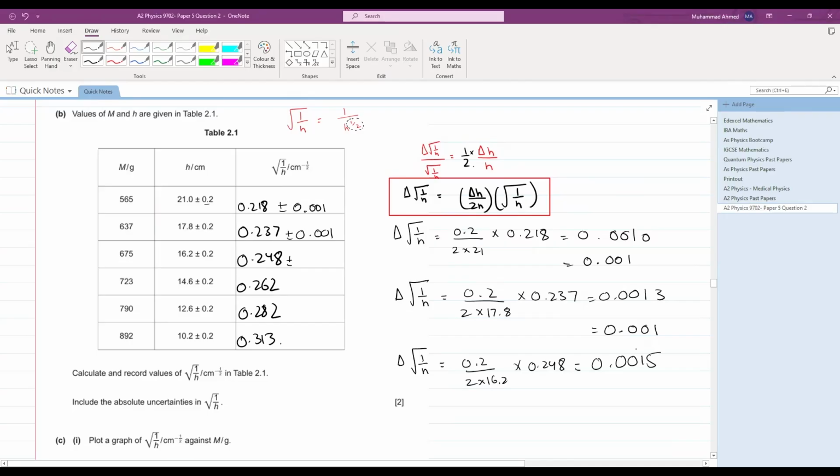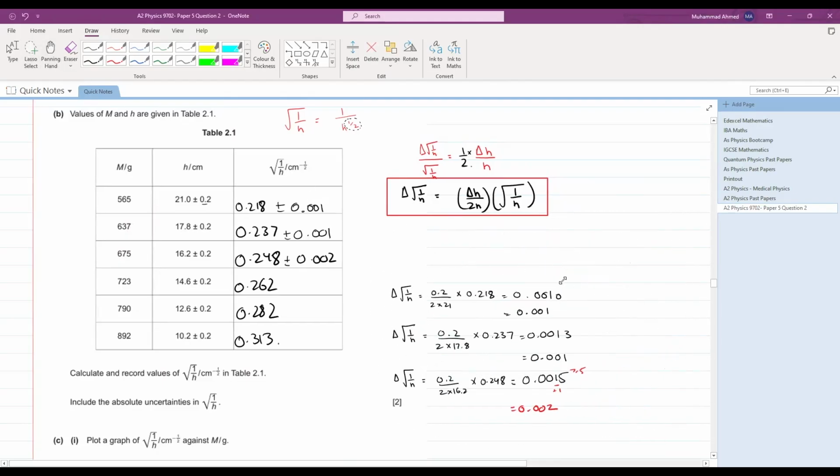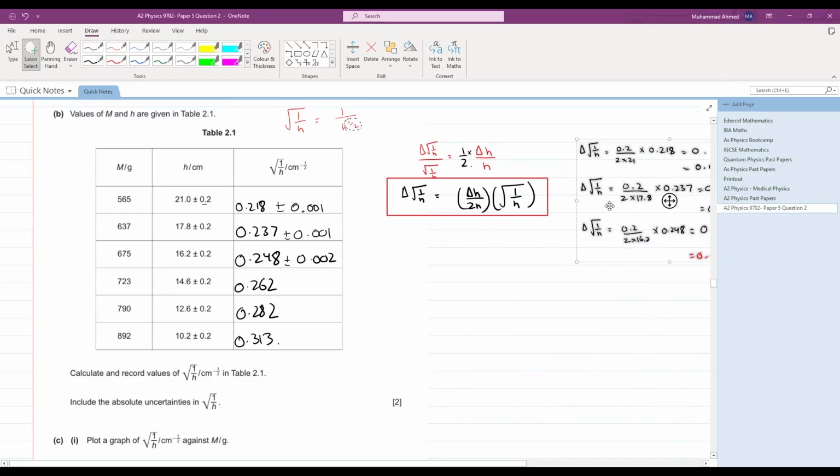0.0015. Now here we have a problem. This is 0.0015. If I want to convert it to one significant figure, can you realize this 5 is greater than or equal to 5? So you will add 1 here. This will become what? 0.002. So you can write it here. The absolute uncertainty here is 0.002. Simple. Now let's do the working for the remaining 3 rows.